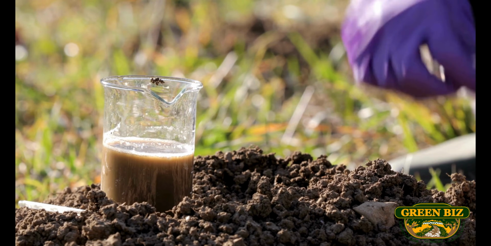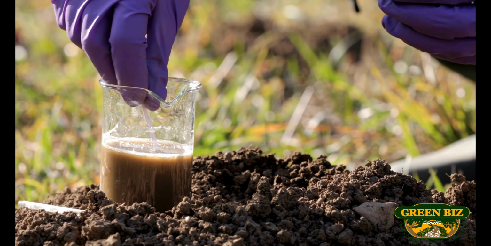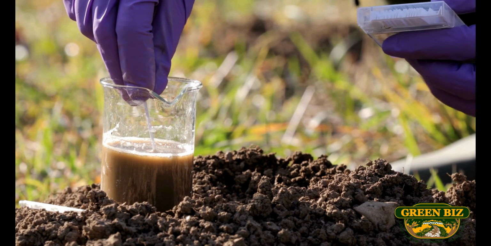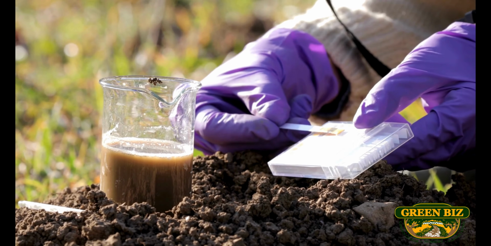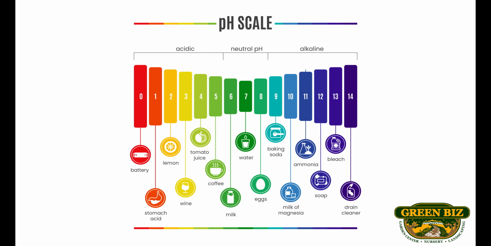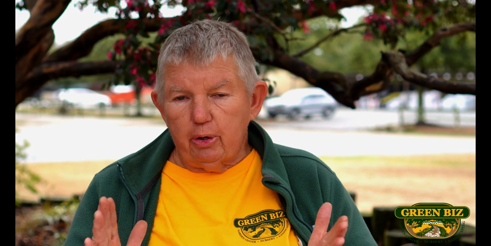So here goes. pH is a measure of how acid or how alkaline, another word for alkaline is basic, a substance is. It's measured on a scale of 1 to 14. 7 right in the middle is neutral. The lower numbers mean that it's more acid. The higher numbers mean that it's more basic, more alkaline. So this is what we're going to talk about.